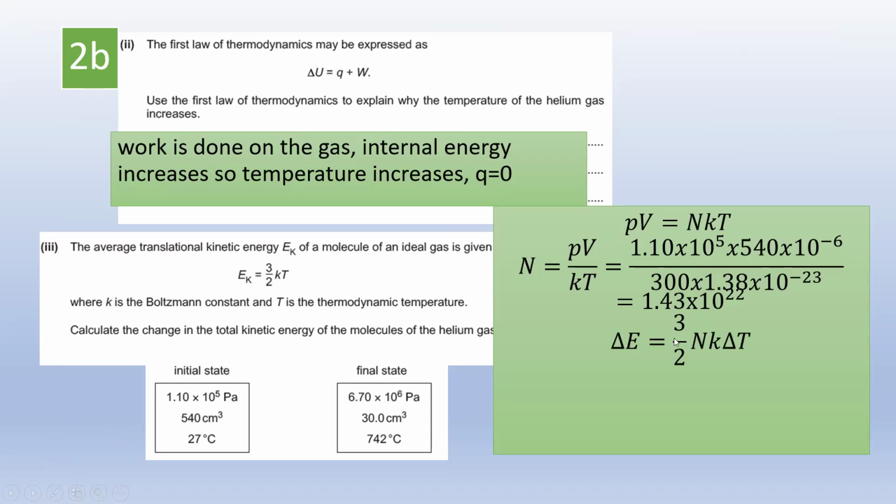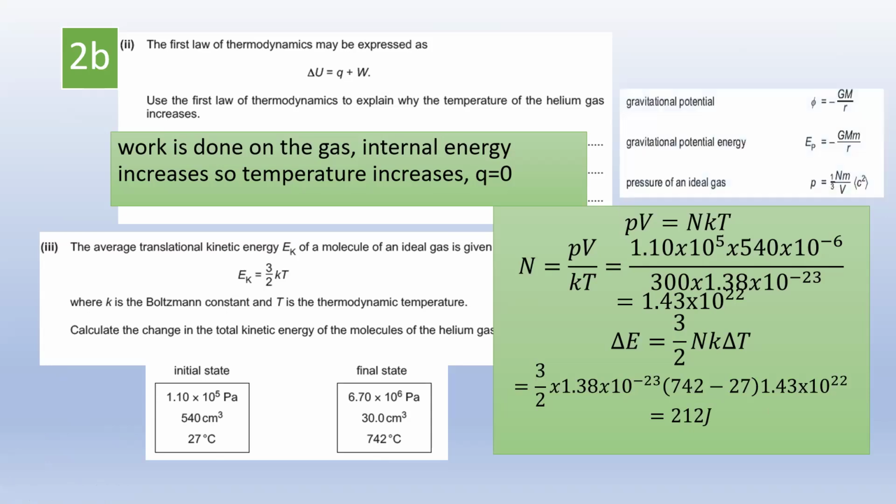Then use this one, right? Common denominator delta T. So 3 over 2 N. N is that one there. There's your N. There's your k. Change in temperature, 742 minus 27, no? In the diagram. Calculate out. Okay. Right, it is given in the formula sheet. Remember that.